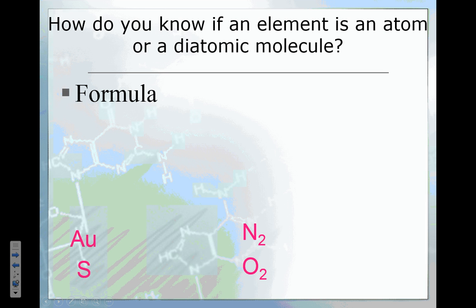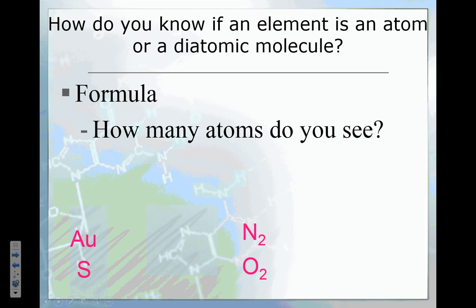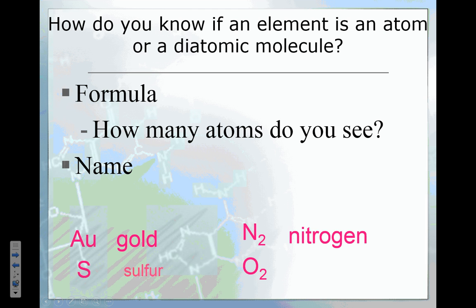When we go to do the formulas, it's really important that you know what the diatomics are, because their formulas, if they're diatomic, have a subscript 2. So how many atoms do you see? Well, you see 2, so therefore it's diatomic. The big thing about writing formulas is, do you know whether it's diatomic or not? Nitrogen and oxygen happen to be diatomic, so I have to put a subscript 2.